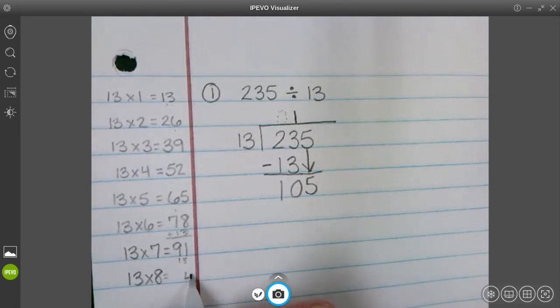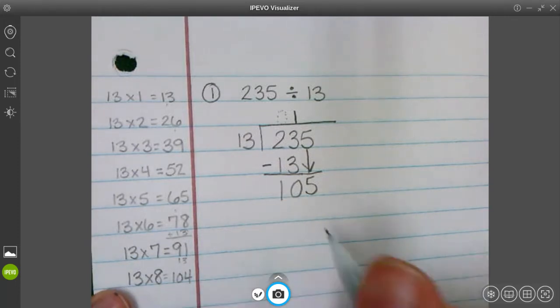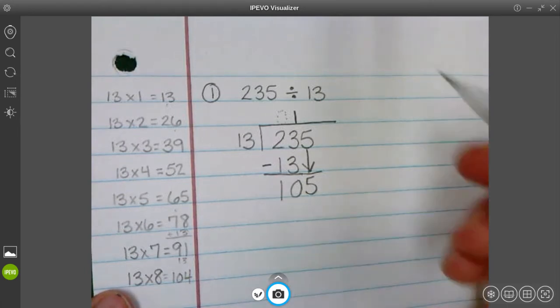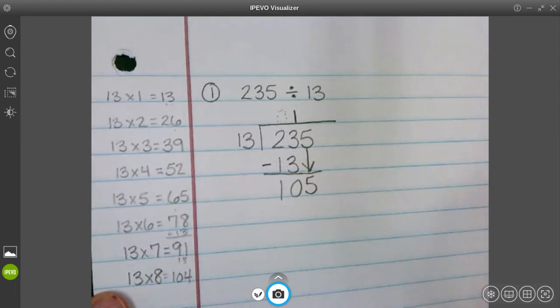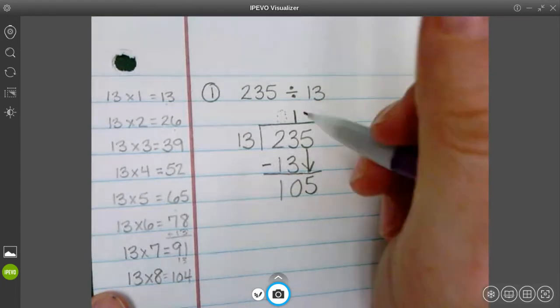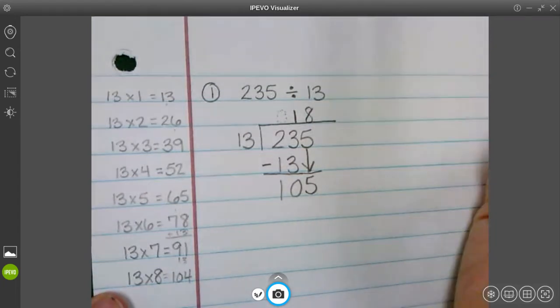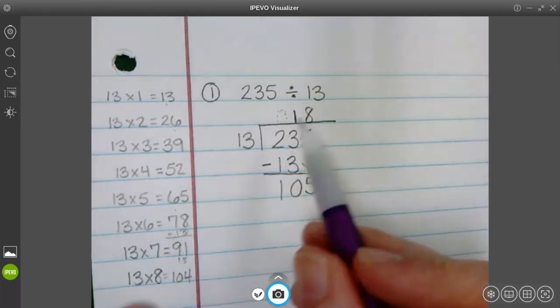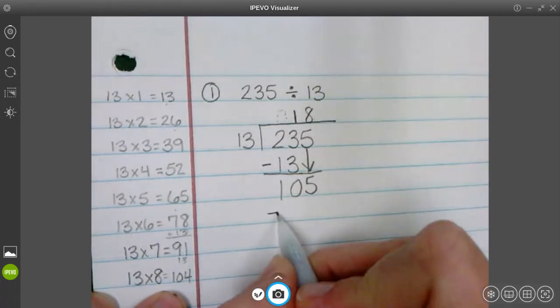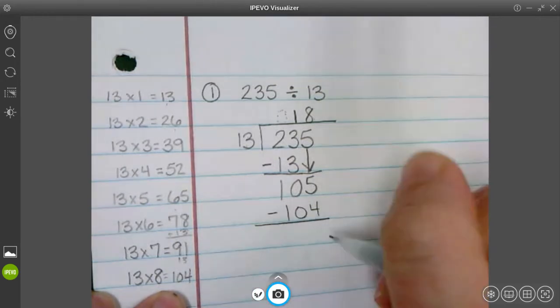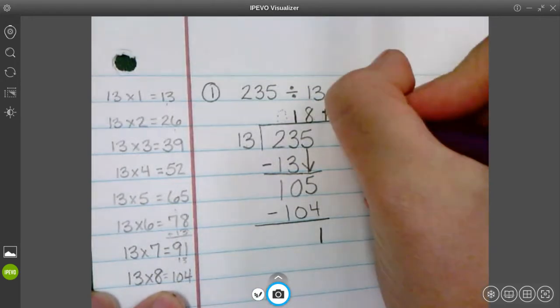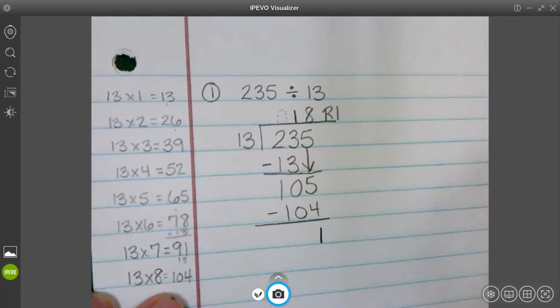It is 104. Well, look at that. I don't have to keep going because I know 13 more is going to be way bigger than 105. So how many times can 13 go into 105? 8 times. And what is 13 times 8? That's right, 104. So we're going to subtract it, and it leaves us a remainder of 1.